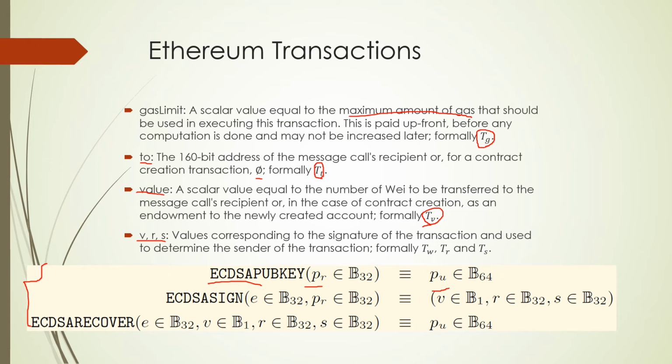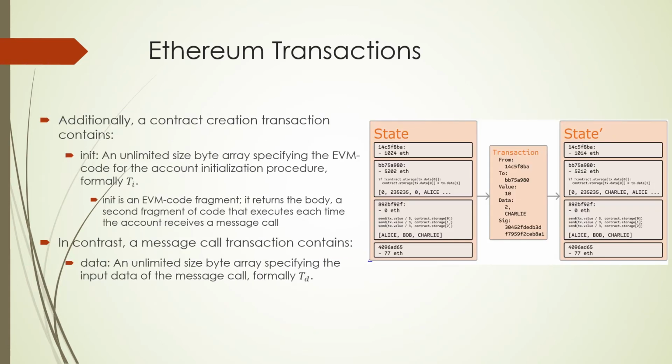Basically, you can retrieve the public key given R, S, V, and they are used for signing and verification of signatures as well. Other than the fields that we discussed, which exist in both types of transactions, either contract creation or message call transactions, we have fields that are specific to a transaction type.